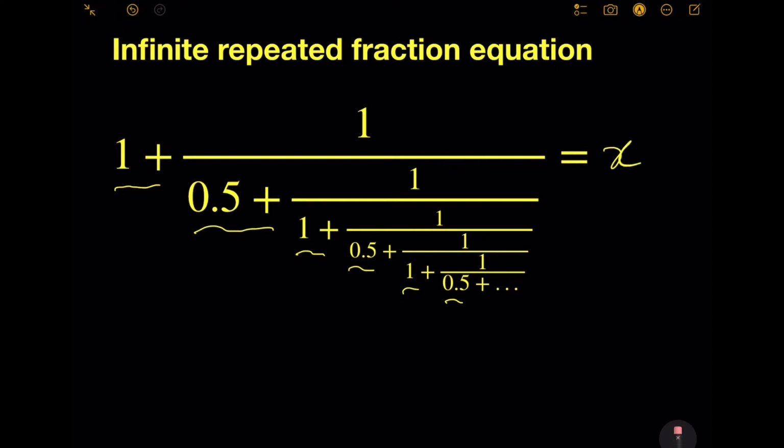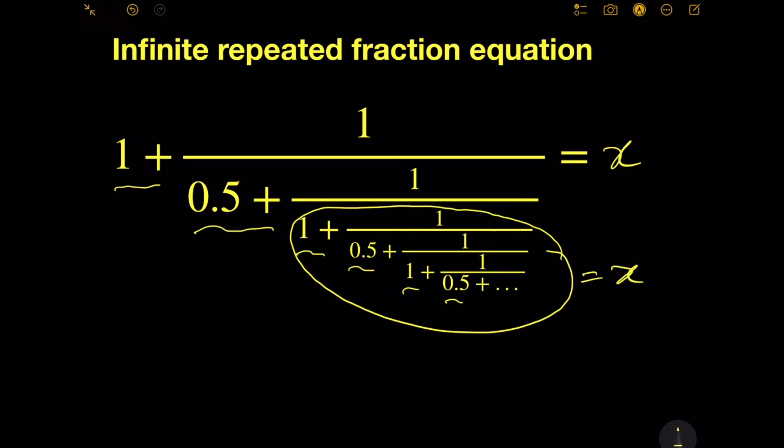If you look carefully, you will notice that this part of the equation is also equal to x. Therefore, we can convert the equation to 1 plus 1 over 0.5 plus 1 over x equals x. Or better, change the 0.5 to 1 over 2.